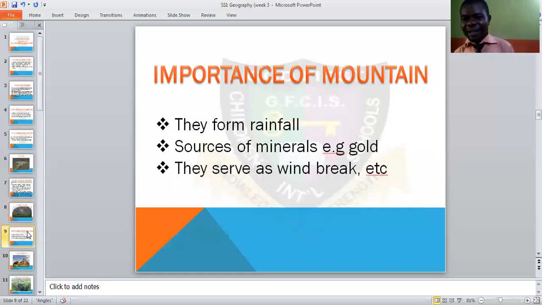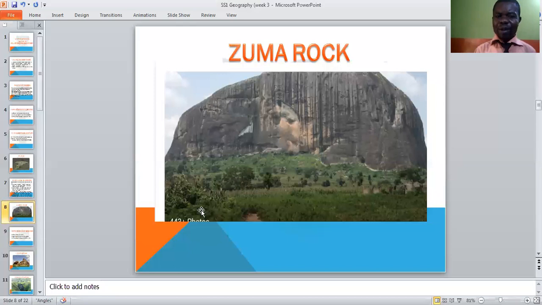Then let us look at the importance. Why do we prefer highland? They form rainfall. They are sources of mineral like gold, iron, and so many others. They serve as windbreak too. For example, if you build a house here, and there is wind coming from the other side of it, and your house is a bungalow, the roof that will be removed by that wind, this particular rock will hold it, and your house will be protected. That's what we mean by that.